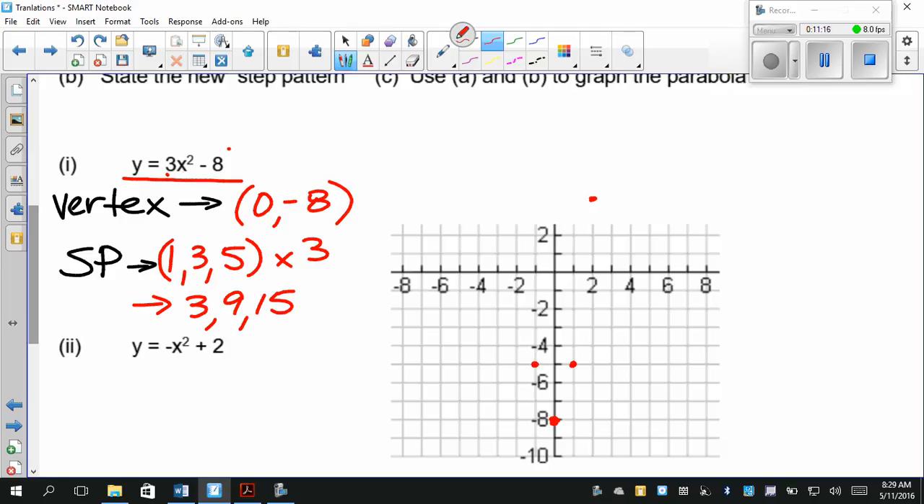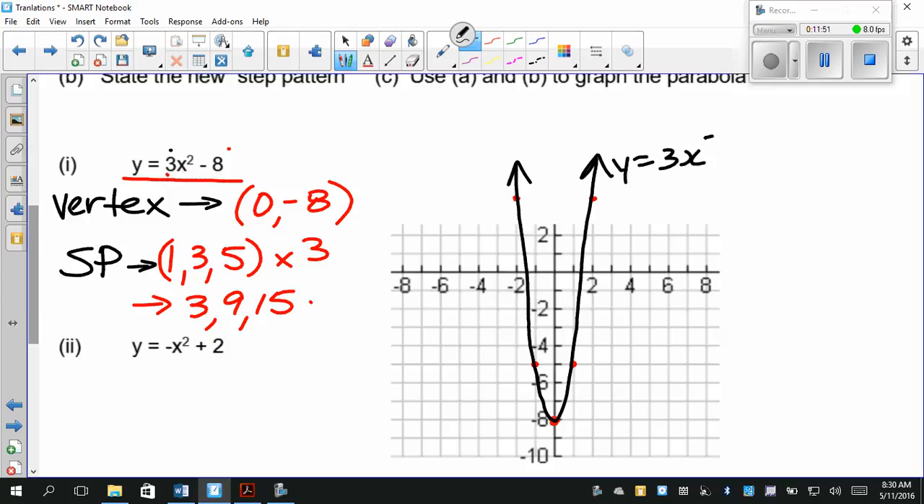And when it comes to the step pattern, I'm not going to count the next 15 up for the next point. What you do is you plot all the points that you can fit on the grid, and then you go ahead and sketch your parabola through those. Okay, so you can see how stretched this parabola is. It's stretched by a factor of 3. So this parabola is y equals 3x squared minus 8.